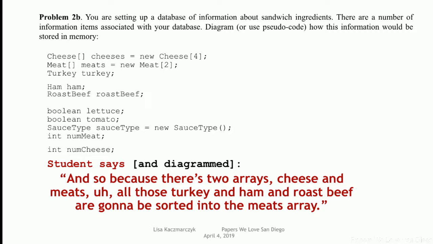Could the problem be that they just didn't understand the question of how this is stored in memory? Well, we were asking them to show, if you look at that diagram, how this information is stored in memory. And so they were doing it all wrong. And so the question is, why are they doing it all wrong?